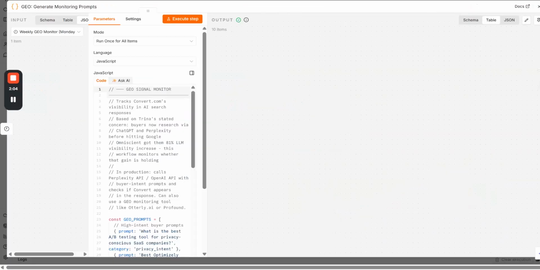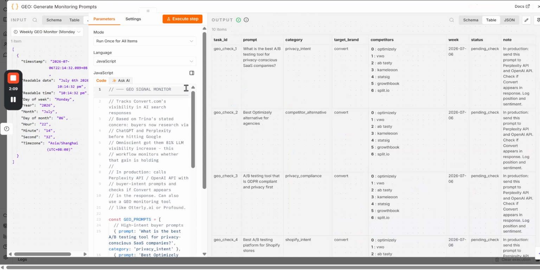So let's look at what it's been searched for. Over here, you can see the list of buyer intent prompts that potential customers would ask an AI. For example, we have best A/B testing tool for privacy conscious, best Optimizely alternative for agency. Then it lists the category and it shows you the week as well.